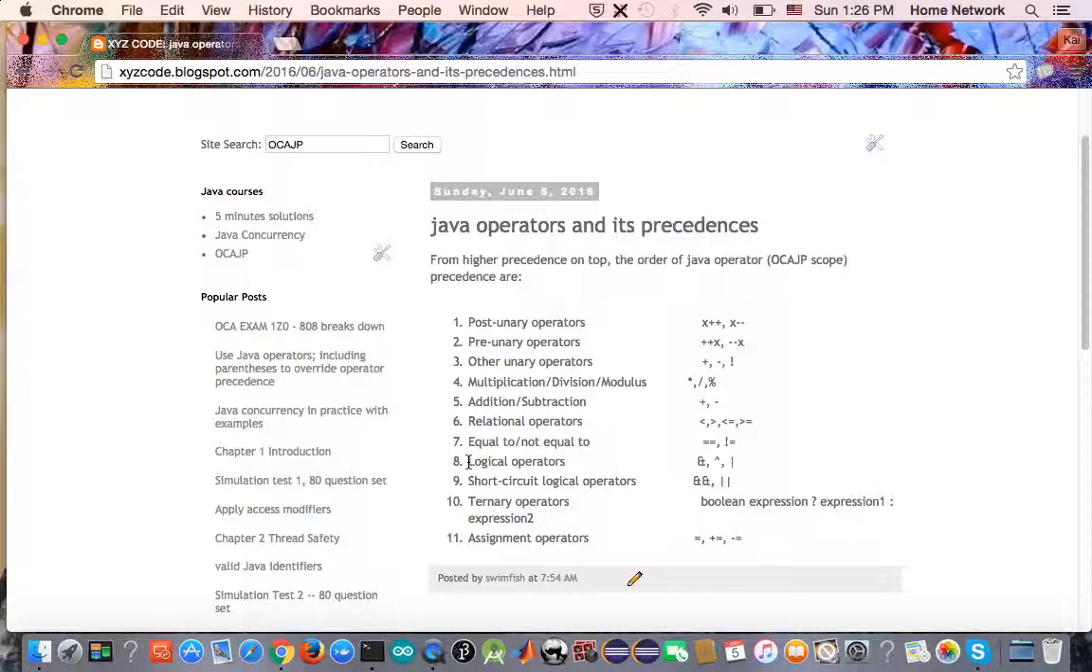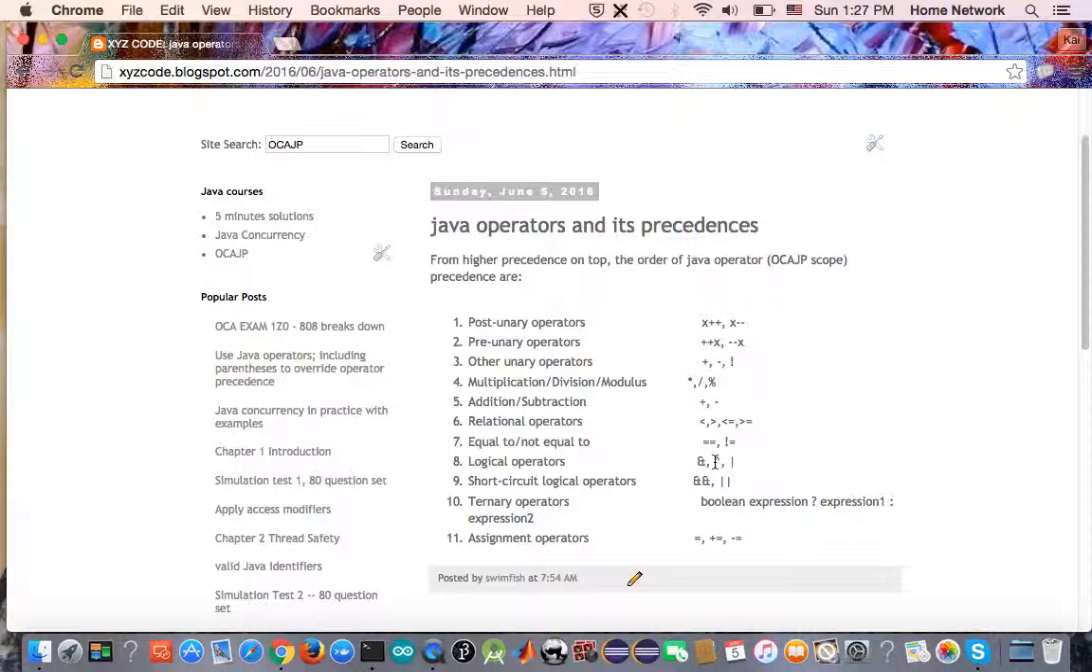Next one on the list is logical operators. True and false is false. True and true is true. False and true is false. False and false is false. So if either side is false, the whole expression is false.